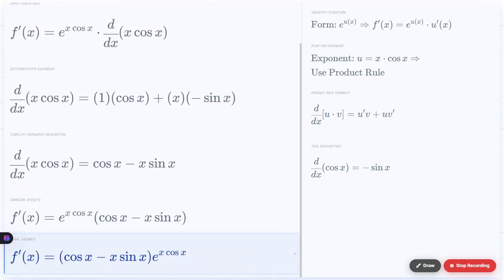We write the final answer as f prime of x equals the quantity cosine x minus x times sine x, times e raised to the power of x times cosine x. We do this to show the completed solution. This is the same result but written in a different order.